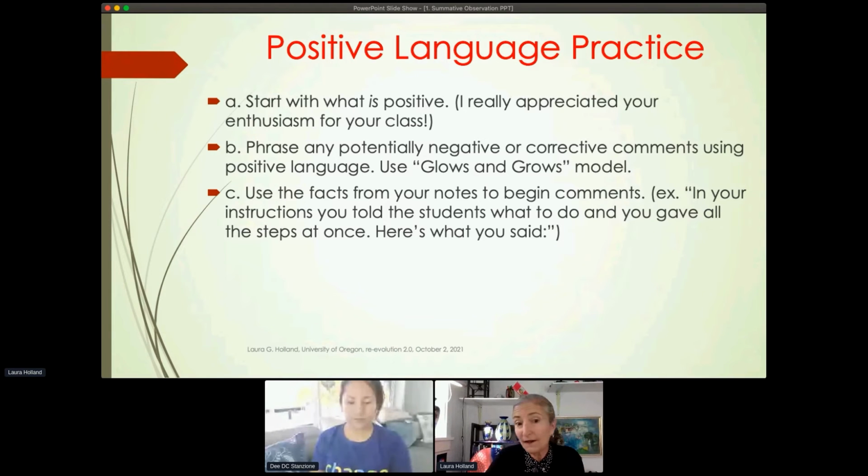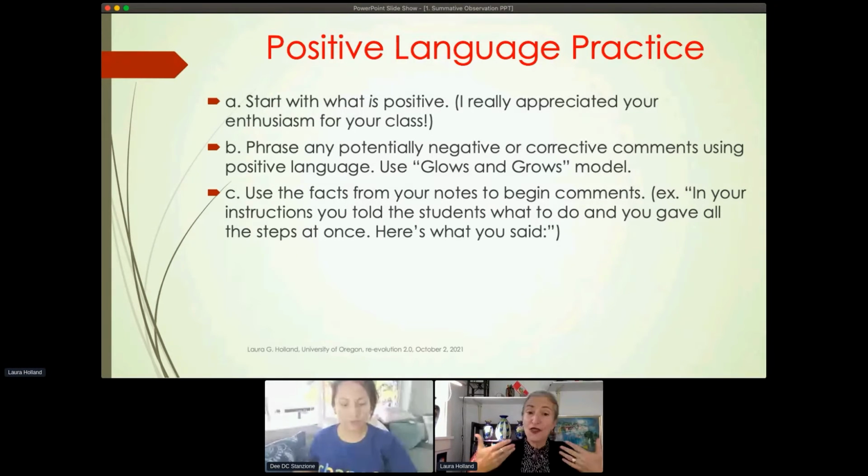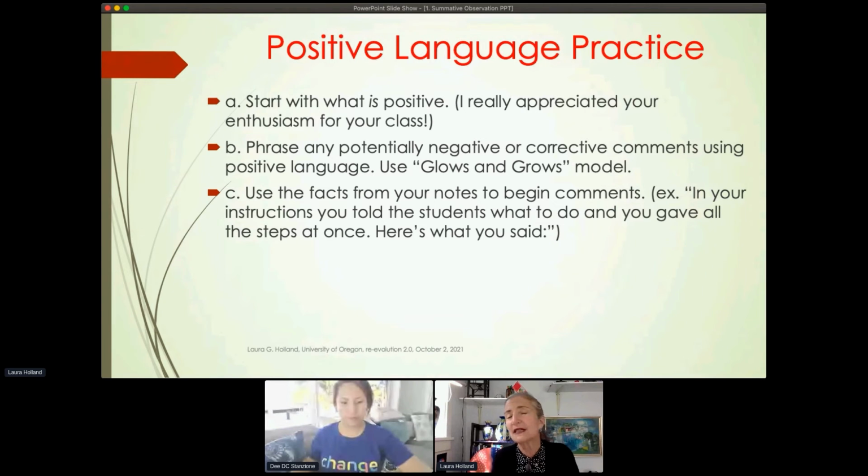Okay, so all of that is a fact, right? In your instructions, you told the students what to do. You gave them all the steps at once, like boom, boom, boom, and here's what you said. So basically what I'm doing is holding up a mirror to the teacher so they can assess themselves, right? It's so much more productive than us just telling the teachers, right? Just like with our students, right?